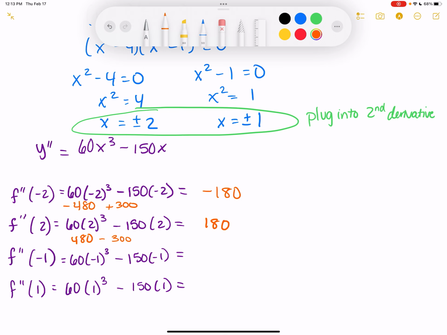The next one, the -1 cubed is just -1, so that's going to give me -60. The -150 times -1 is going to be plus 150. So that's going to give me 90. And then 60 times 1 cubed is going to be 60. 150 times -150 times 1 is minus 150. So that one's going to be -90.